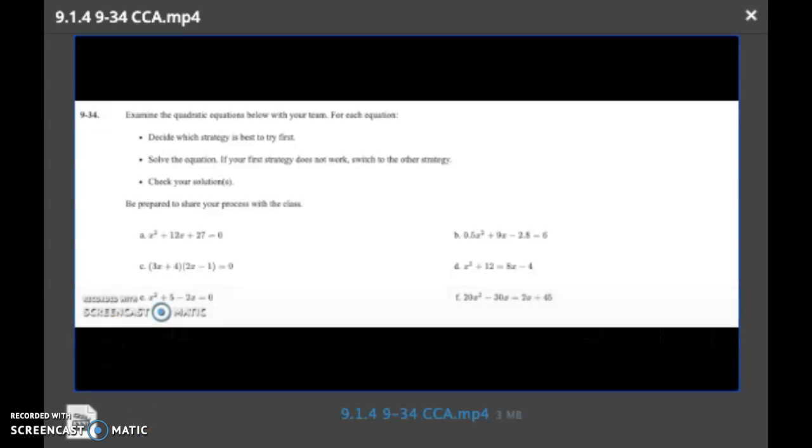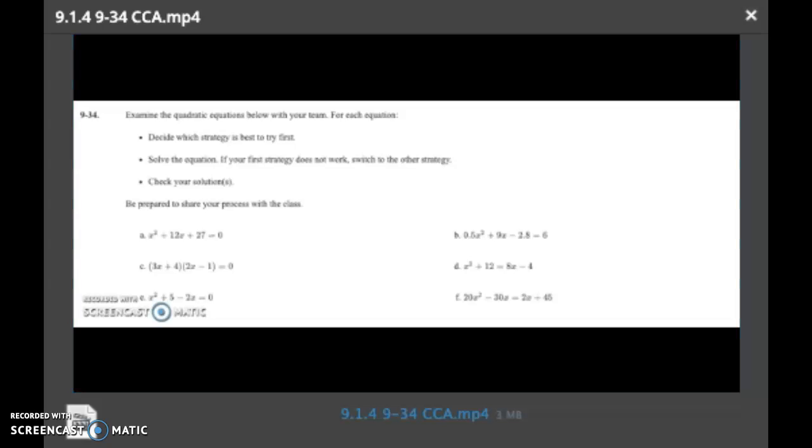This is lesson 914, problem 934. In this problem, we're going to look at these quadratic equations, and we need to decide which strategy would be the best, easiest strategy for us to use to solve each of these quadratic equations.